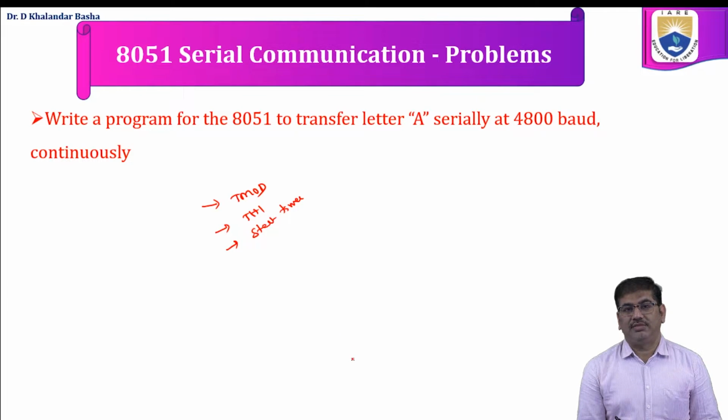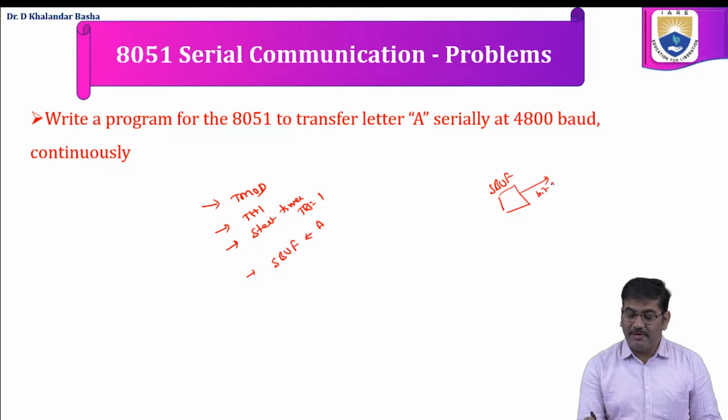For starting the timer, we have to set the TR bit equal to 1. As we are using Timer 1, TR1 is equal to 1. Once the timer is started, whatever data we want to transmit should be loaded into SBUF. Once the data is loaded into SBUF, this data will be transmitted bit by bit, because it is serial communication, on the TXD line.